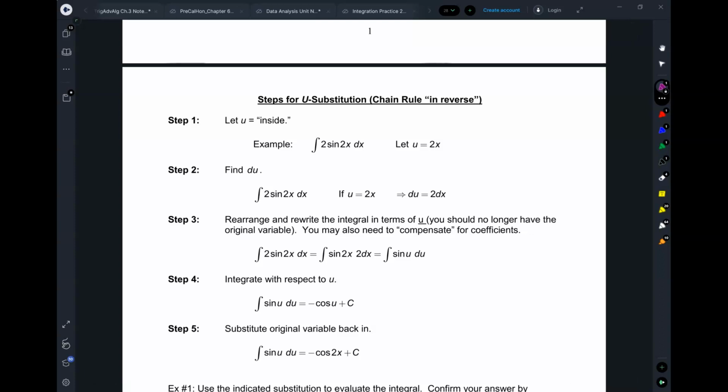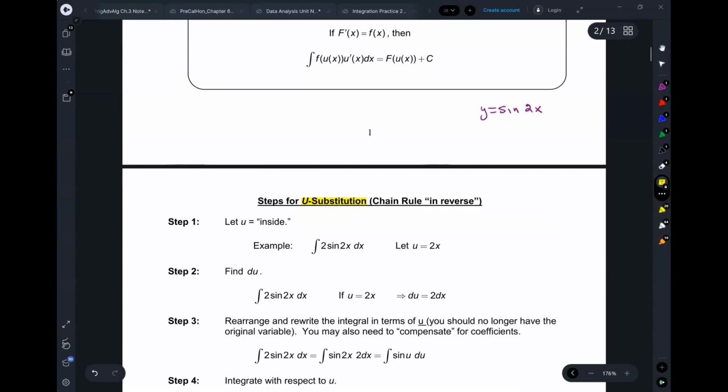All right, steps for U substitution. That's what this is called, U substitution. Let me talk a little bit more about when you need U substitution and when you don't. So for example, if I have the integral of x cubed dx, I can just integrate this as x to the 4 over 4 plus c. There is no substitution needed.